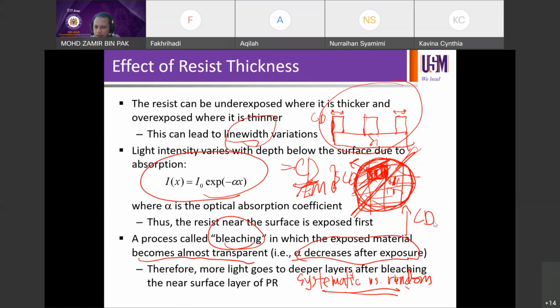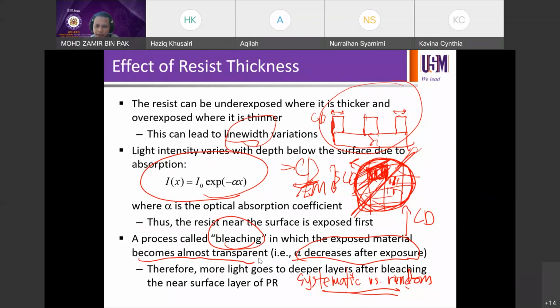Why no reaction, Haziq? Kenapa tak ada reaction dengan resist? Sebab photoresist tu dia tak absorb light UV tu. So no reaction. Right, okay. Thank you. Amirul, light can pass through. Right, so sama macam jawapan Haziq. Any other answers? Light can pass through.